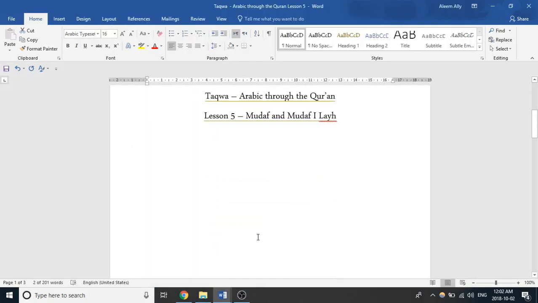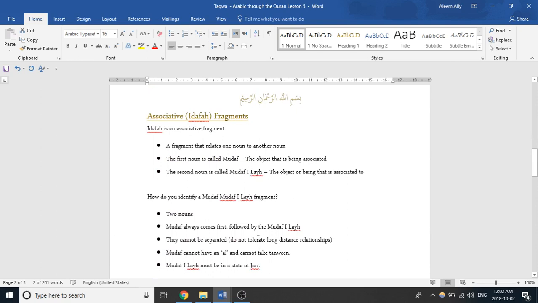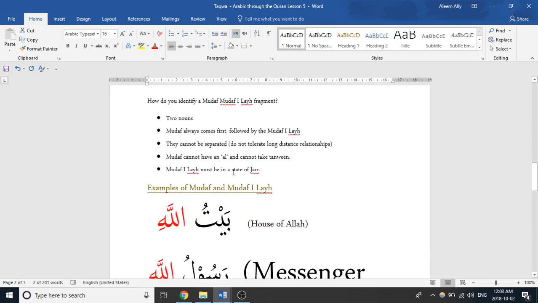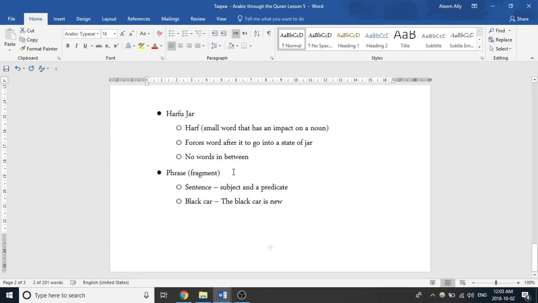Okay, fourth time. So, Cam, where we left off in the last video is that we spoke about jar, and we said there's two cases in which a noun can go into a state of jar. The first is where you have a harfu jar, and then a word coming after it, turning it into jar. So just as a reminder, a harf is a small word that has an impact on a noun. A harfu jar is a specific type of harf that forces the word after it to go into a state of jar. And we looked at that list: the ba, ta, kaf, lam, waw, mundu, mudkhala, rubba, hasha, min, ada, fi, an, ala, hatta, ila.